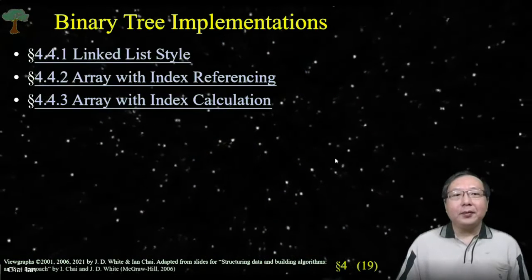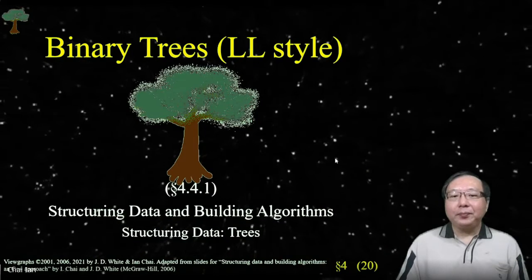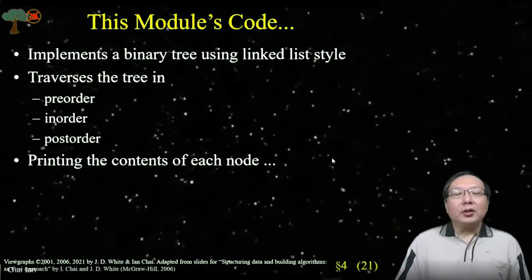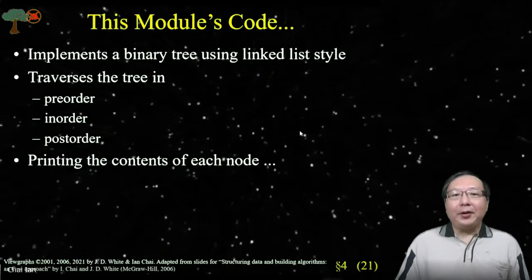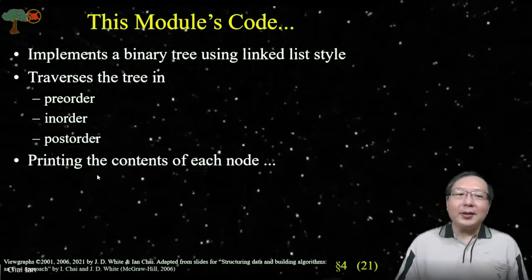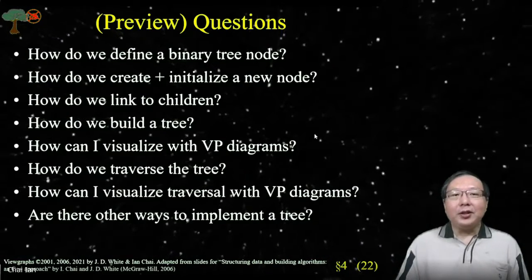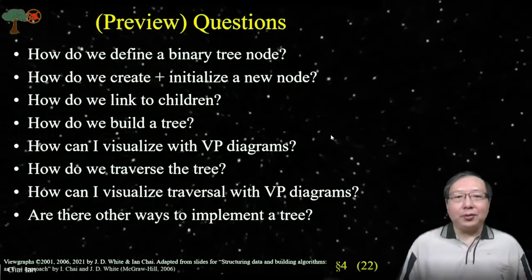Okay. So the first one we'll look at is linked list. So we're now going to implement a binary tree using linked list and do the traversal, and our processing is just to print the contents of each node. Okay. You can change the processing as you need to.